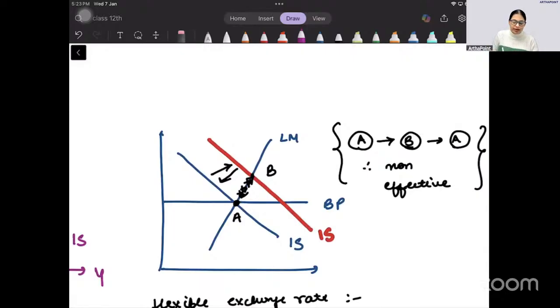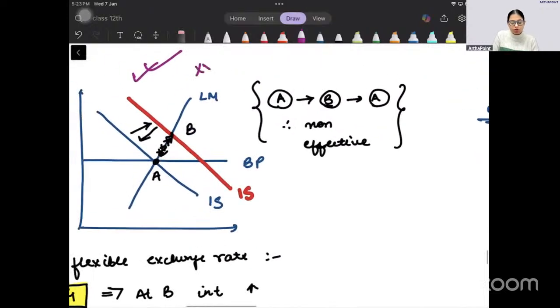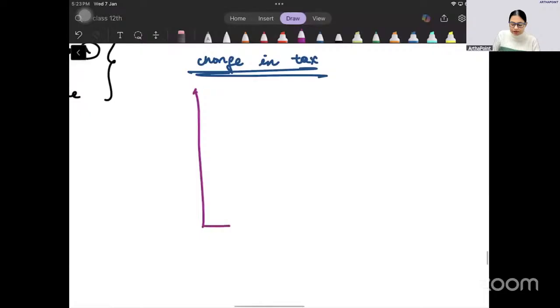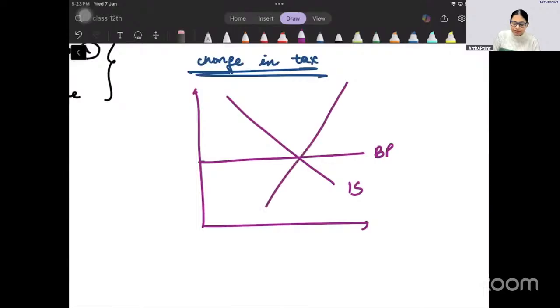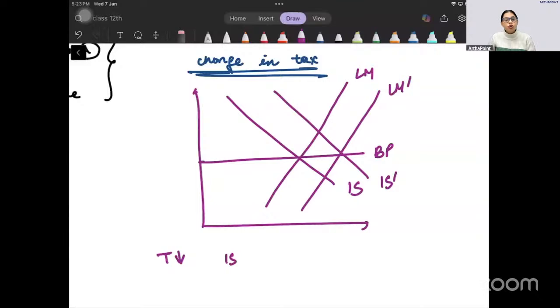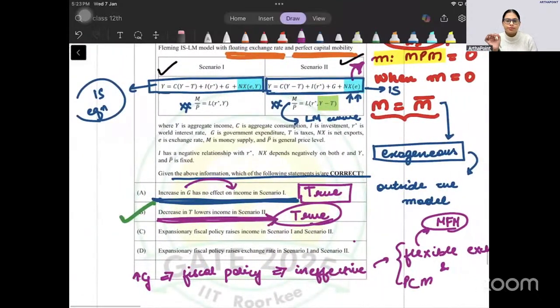आईएस कर्व तो शिफ्ट हो ही रहा है जैसे यहां तक हो रहा था किसी भी फिस्कल पॉलिसी में. But in this case the LM curve will also shift simultaneously. यहां LM curve शिफ्ट नहीं हो रहा था because G was not coming in the LM curve, but T is coming in the LM curve. So what we notice here now is that if this is my BP curve and this is my IS and this is my LM, है ना? तो we notice कि when tax rate will decrease, then IS should shift to the right. But even the LM should shift to the right.